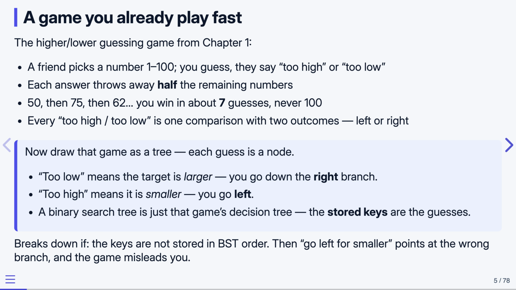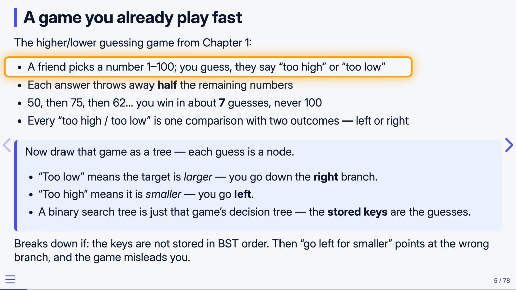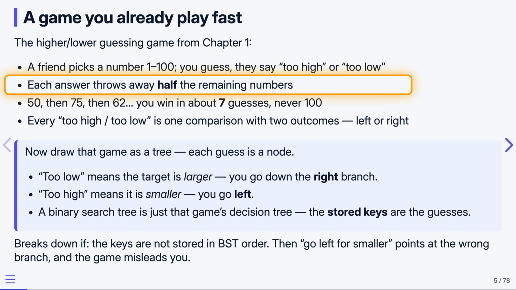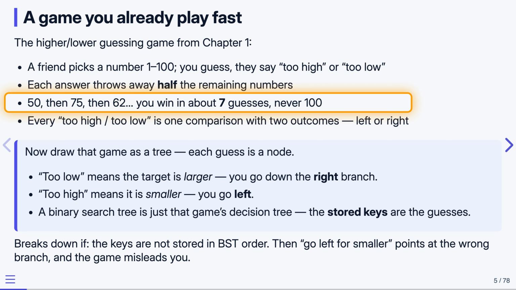Think back to the higher or lower guessing game from Chapter 1. It runs the same idea we need here. A friend picks a number from 1 to 100. You guess, and they tell you too high or too low. Each answer throws away half of the numbers that are still possible. You guess 50, then 75, then 62, and you win in about 7 guesses. You never need 100 tries.